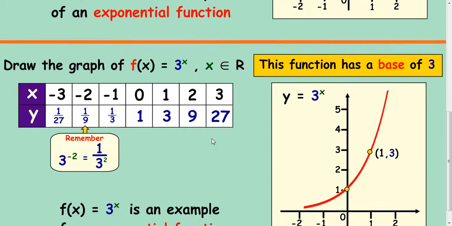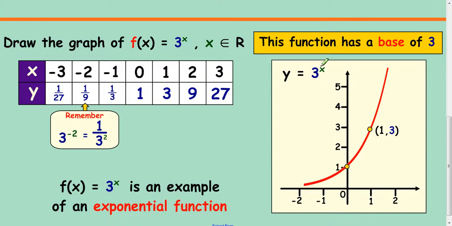We can look at that in action and see that if we draw 3 to the power x, the graph goes through (0, 1) again, because if you do 3 to the power 0, you get 1. And also, when you put 1 in here, you get 3 on your y-axis, so that value here is (1, 3). Same idea for the negative powers. This is going to be 1 over 3 squared, isn't it? It's going to be 1 over 9. It's going to be 1 over 3 cubed, 1 over 27, and so on.